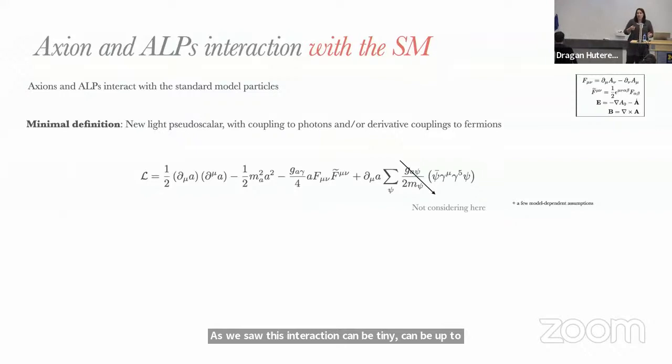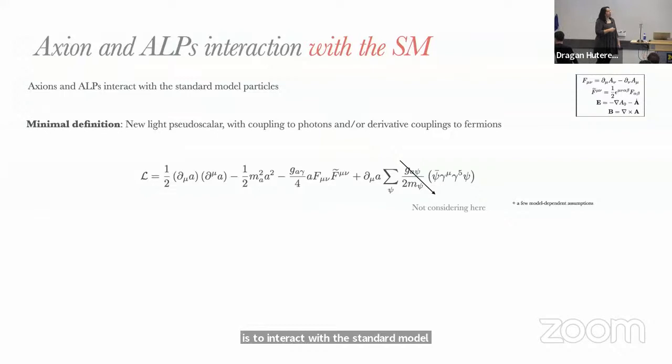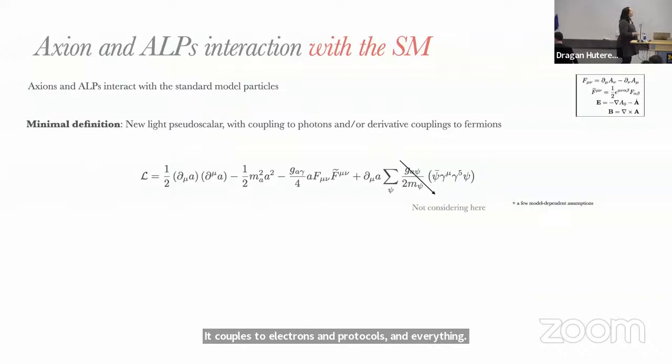And if you do the axion, the QCD axion that solved the strong CP problem, this QCD axion has a characteristic that is to interact with the standard model electromagnetically. So this really couples to photons, but also couples to fermions, it couples to electrons and protons and everything. Very tiny coupling, but it does. If you don't like Lagrangians, don't pay attention, but if you like Lagrangians, this is the Lagrangian of the axion, and here's the coupling with the gauge sector, right?